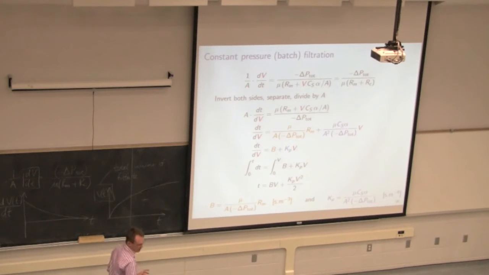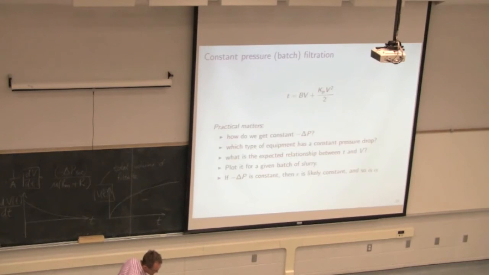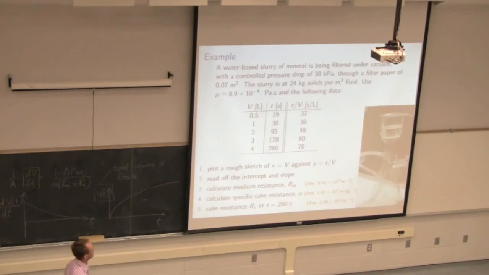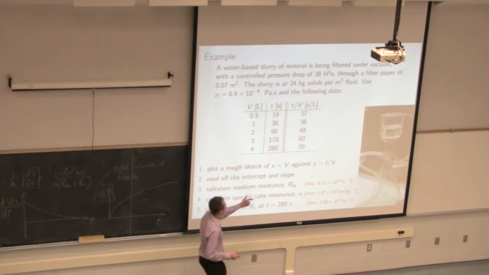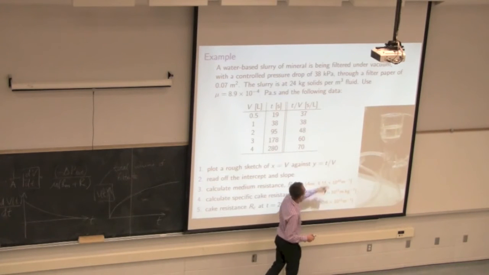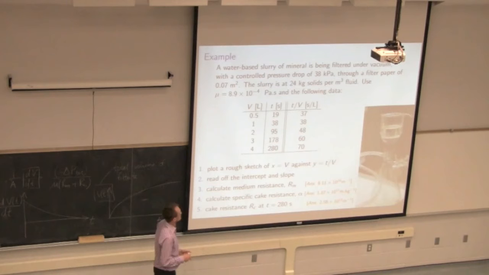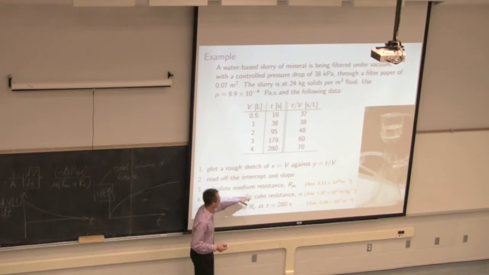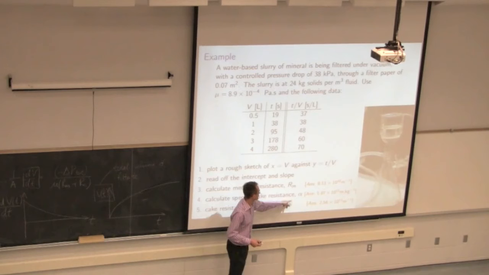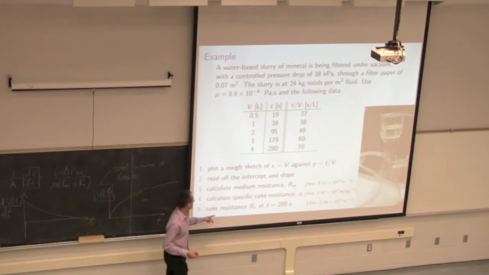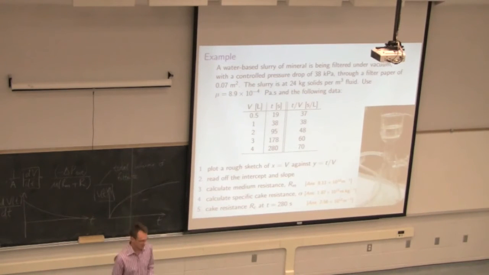So last time we said, let's consider this filtration occurring, where we measure volume of filtrate with time, and if we plotted the volume of filtrate on the x-axis and time divided by volume on the y-axis, we can then estimate from the slope and the intercept the respective values of Rm and Rc. So that's what we ended up with in class last time. We calculated Rm with alpha as well, and from alpha, we then go ahead and calculate Rc, the cake resistance.